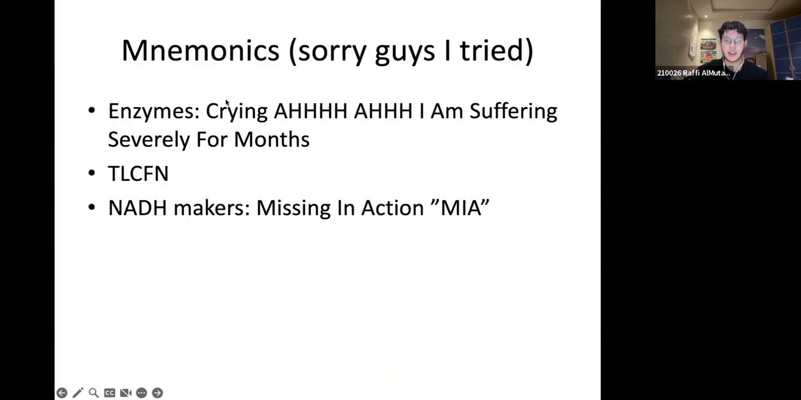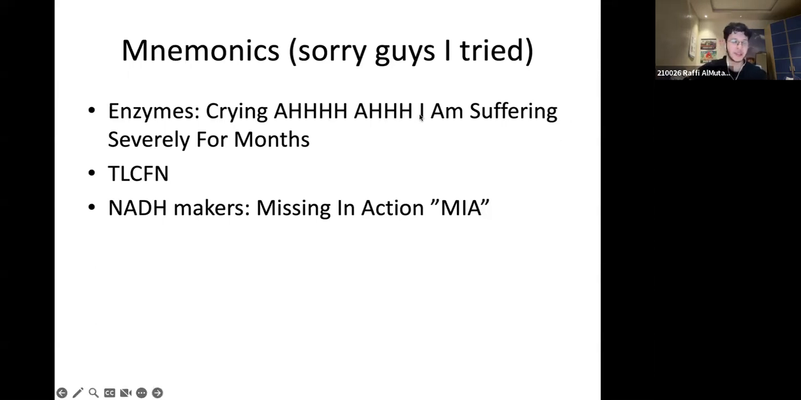Okay. This is for the enzymes of the TCA cycle. So we have CRYING. C stands for citrate synthase, which is like you panicking or crying or whatever. R stands for aconitase because we have two steps that need aconitase: the first aconitase step, which makes aconitate, and the second one, which breaks aconitate.